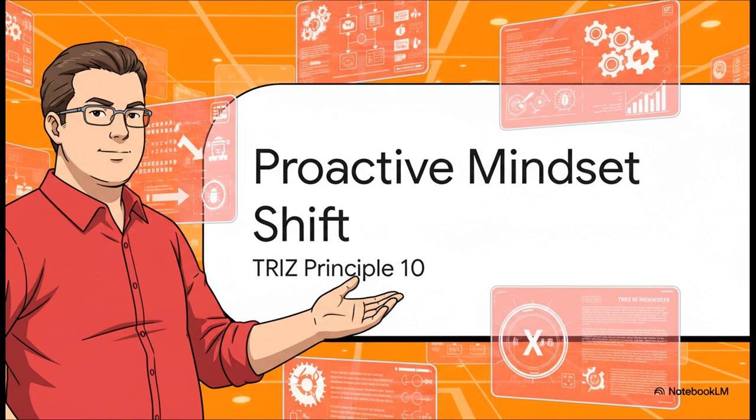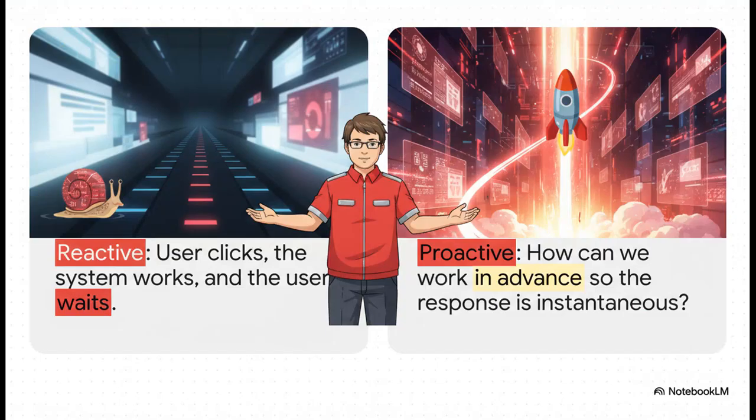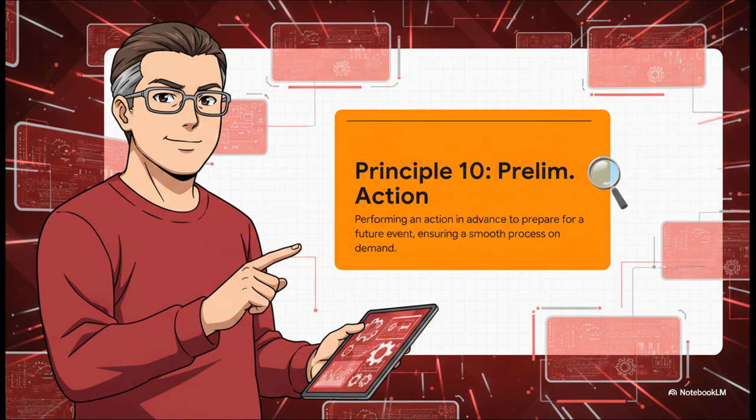Our guide for this mission is Principle 10, a super powerful concept from TRIZ, the theory of inventive problem solving. Look right here. Over on the left, you see that slow, linear path we all hate. But on the right, TRIZ challenges us with a truly revolutionary question. How can we do all the heavy lifting in advance so the experience feels instantaneous? And that question brings us right to our core mechanic, Principle 10, preliminary action. It's all about doing the work ahead of time, preparing for a need before it even exists, so you are always ready for whatever comes next.